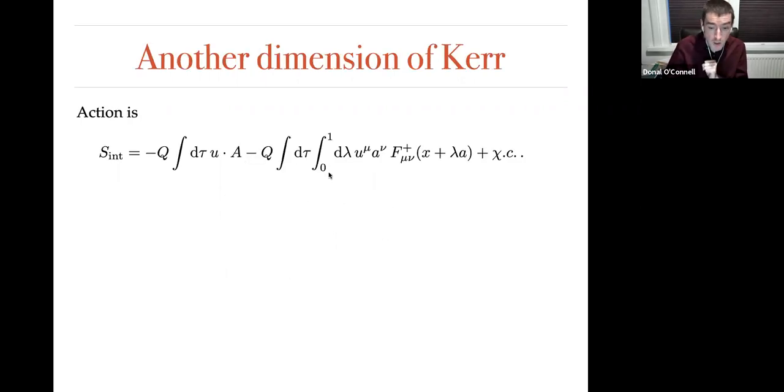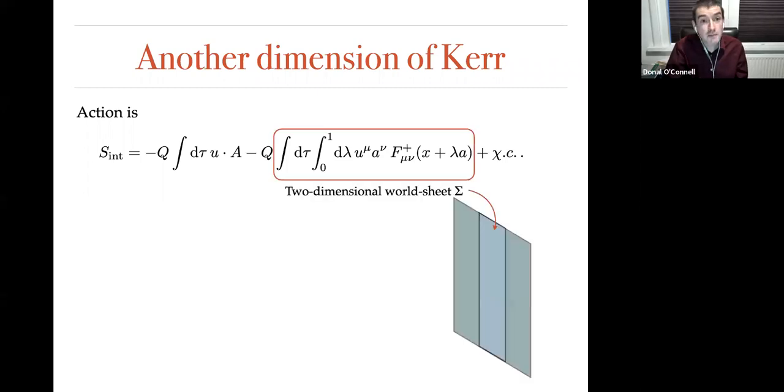Right? So the effective action has this sort of term. There's your usual term for a charge. These are the interaction terms with the electromagnetic field. And then there's another term. It's an integral over a two-dimensional region, not a one-dimensional region. Right? So there's some sort of world sheet that's appeared. It's just the region that you're integrating over. This is my other dimension of Kerr, by the way. So the meaning of my title is pretty literal. I'm just telling you that Kerr has a second dimension.